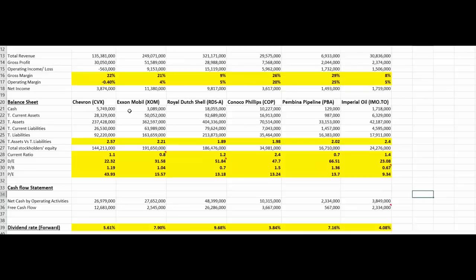But anyways, for the guys out there who are interested in the dividends, Imperial Oil is giving 4.08%, Pembina 7.16, ConocoPhillips 3.84, Royal Dutch 9.68, ExxonMobil 7.9, and Chevron 5.61%. So Royal Dutch is of course giving the highest dividend yield rate. And if you're interested in buying a big company, which Royal Dutch is, one of the biggest amongst them all, and if you want a good dividend yield rate, then yes, Royal Dutch, why not?